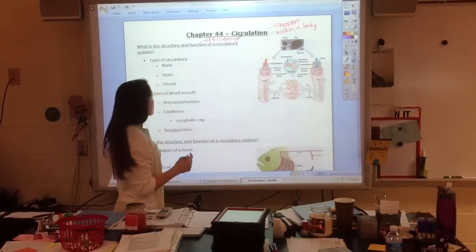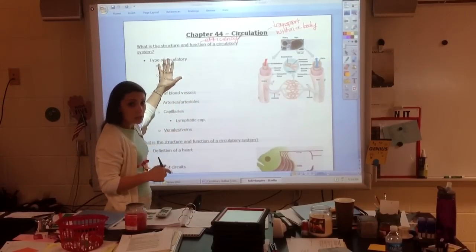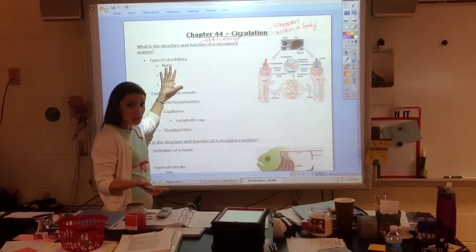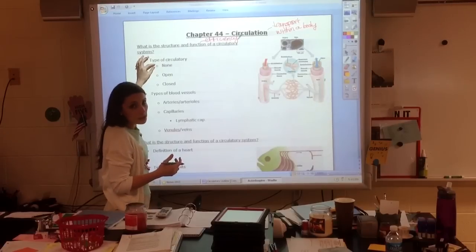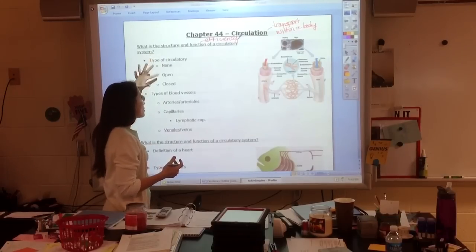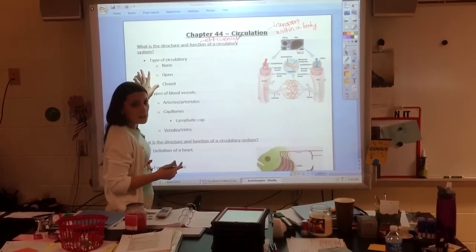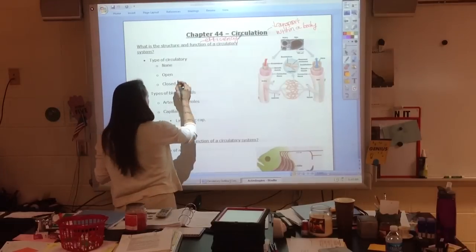So when we look at circulatory systems, we are focusing on animals, though plants have circulatory systems as well. We'll talk about xylem and phloem another time. When we look at animals, there are some animals such as sponges that have no circulatory system. Others have an open and others have closed. To me it makes most sense to first talk about what a closed circulatory system is.